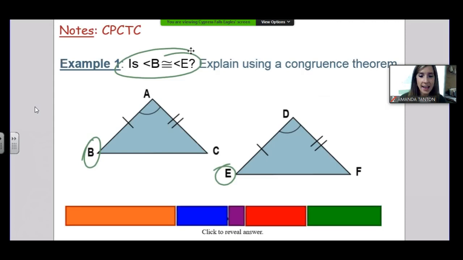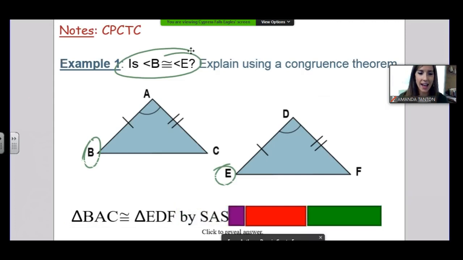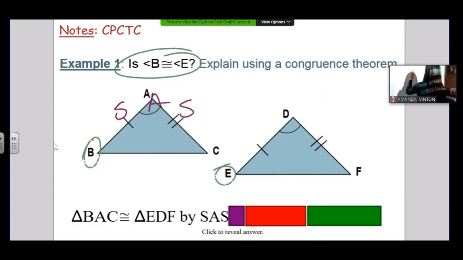Let's write the answer very, very mathematically. Let's write our sentence. Is angle B congruent to angle E? How we're going to answer that question is first, we are going to state that the triangles are congruent. So write it down: triangle BAC is definitely congruent to triangle EDF. You're going to make a statement, and then you're going to say why. Why are they congruent? By side angle side. We're not wondering if they're congruent; they're definitely congruent by side angle side.